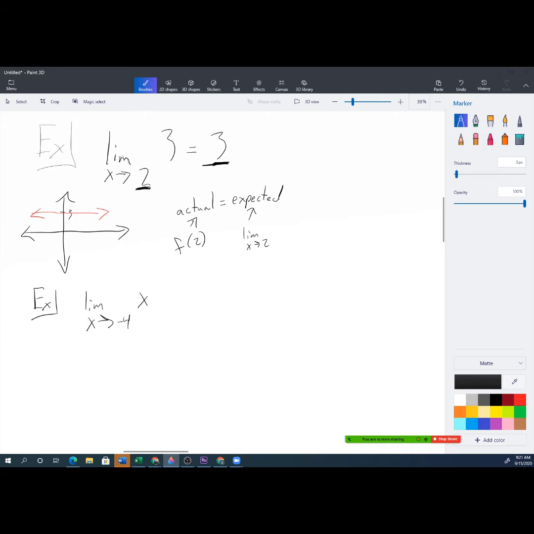Okay, this is another one where the actual equals the expected, because all we do is we plug in the -4 where the x is, and we get our limit out here is going to be the expected value, the actual value, f of -4. Again, that is not always going to be the case.